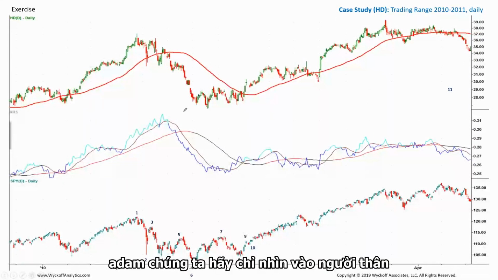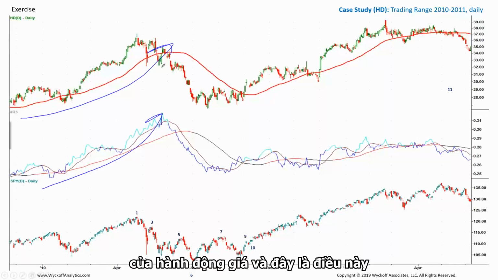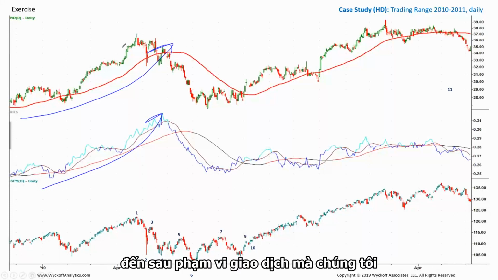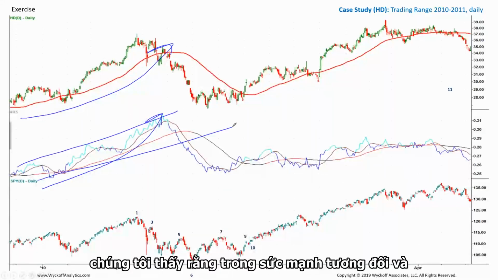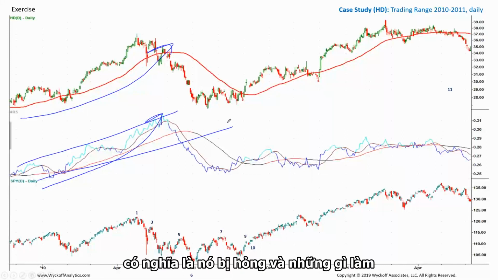Adam, let's look at just the relative strength. What do you see into the top of the price action? This is the price action that came after the trading range that we just looked at. There is a lot of outperformance on the way up. We see that in the relative strength. And then what happens next? It just falls apart. It breaks down.